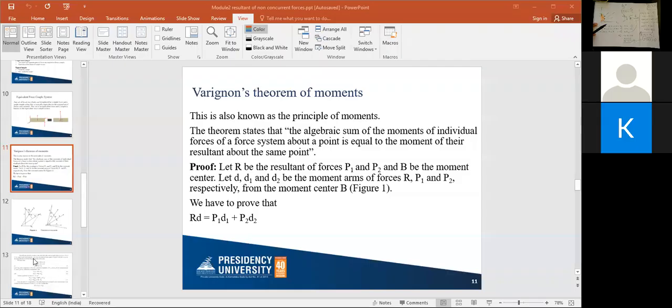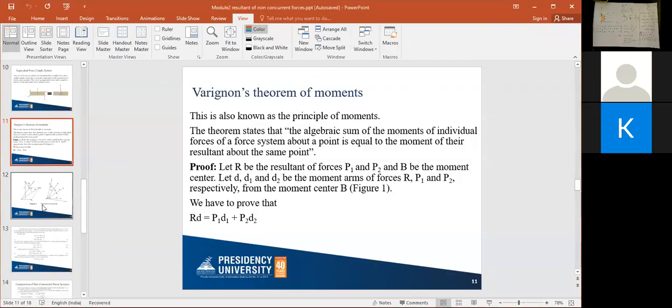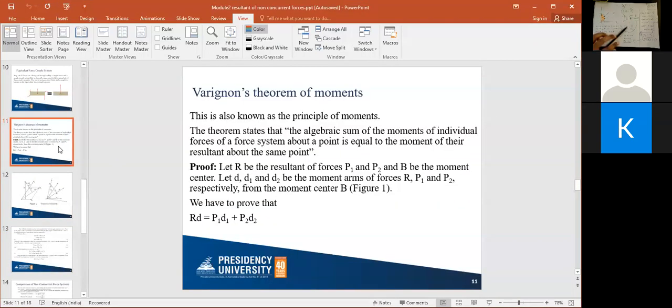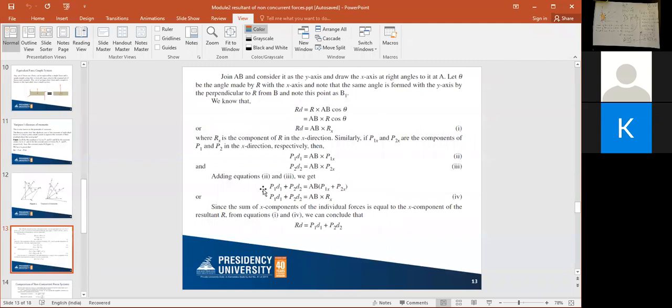But if you see your PPT, let me just put your PPT on screen. Yeah. If you see your PPT, it is given in a much easier tone. The resultant side is simply equated to the individual forces side. You have two different diagrams over there, along with a simple, very straightforward solution for the entire theorem.